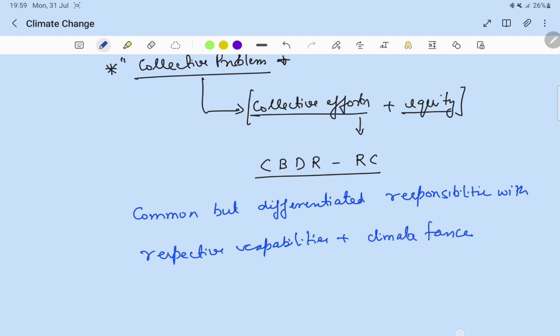So we can conclude by saying that common but differentiated responsibilities with respective capabilities and climate finance could be the way forward in addressing this global challenge, and we could establish a more secure, more equitable society and promote intergenerational development, so that nobody is penalized. At the same time, the problem of the global commons is sorted at the earliest.